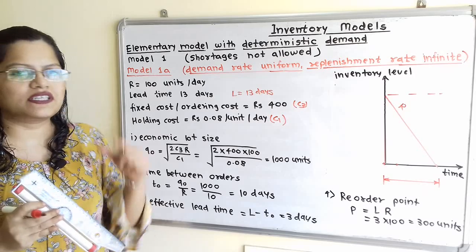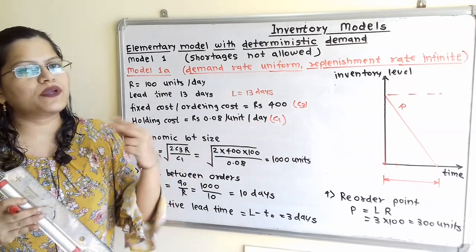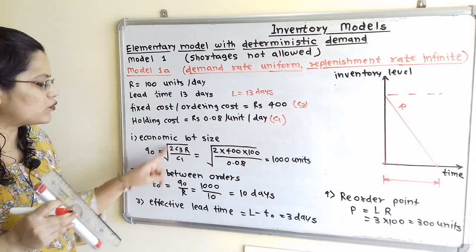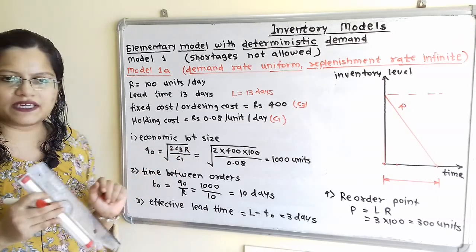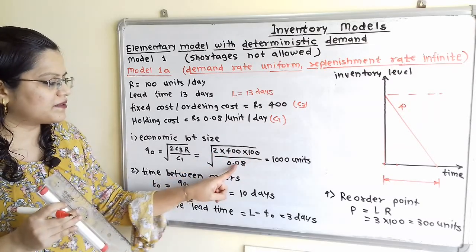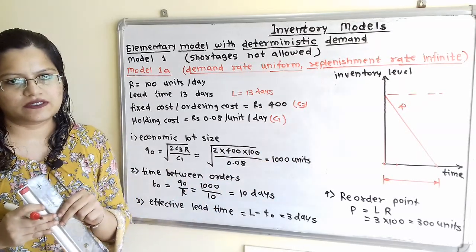Now the first question is, we have to calculate the economic lot size, that is the economic order quantity, or we can say Q0, which is equal to under root of 2 C3 R by C1, that is equal to under root of 2 into 400 into 100 divided by 0.08, which is equal to 1000 units.